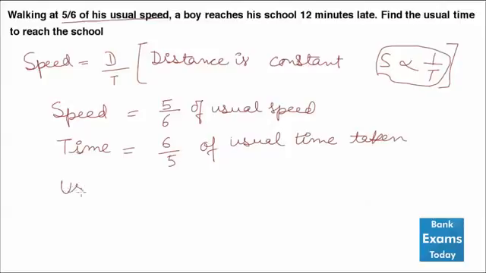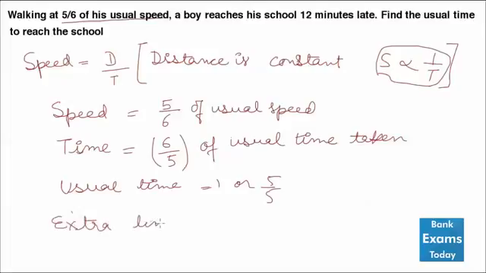The usual time is 5/5. And right now the boy is taking 6/5 of the usual time. So what is the extra time he's taking? Extra time is 1/5 of the usual time. And for this 1/5 of the usual time, he's taking 12 minutes extra.